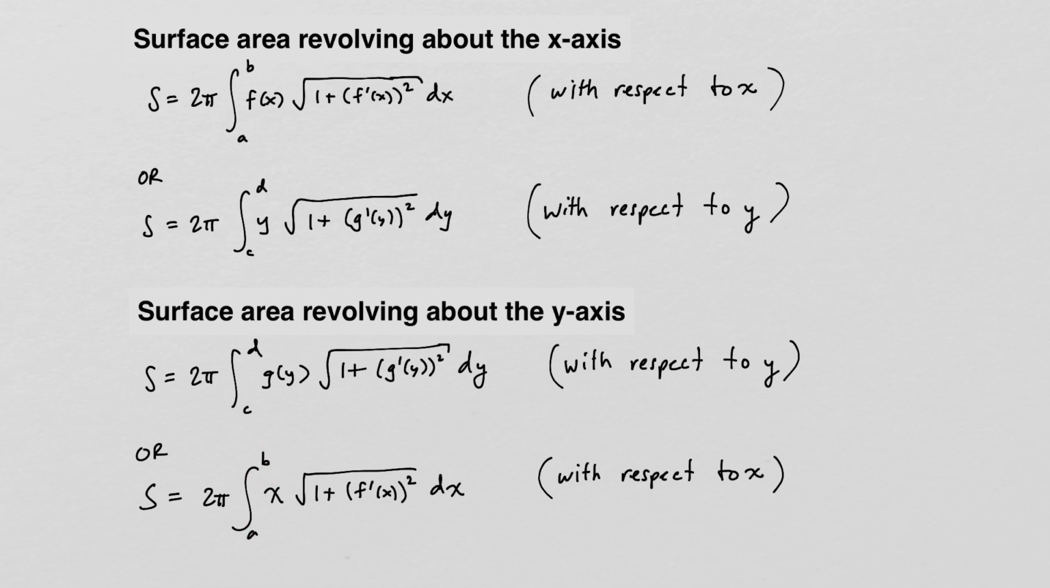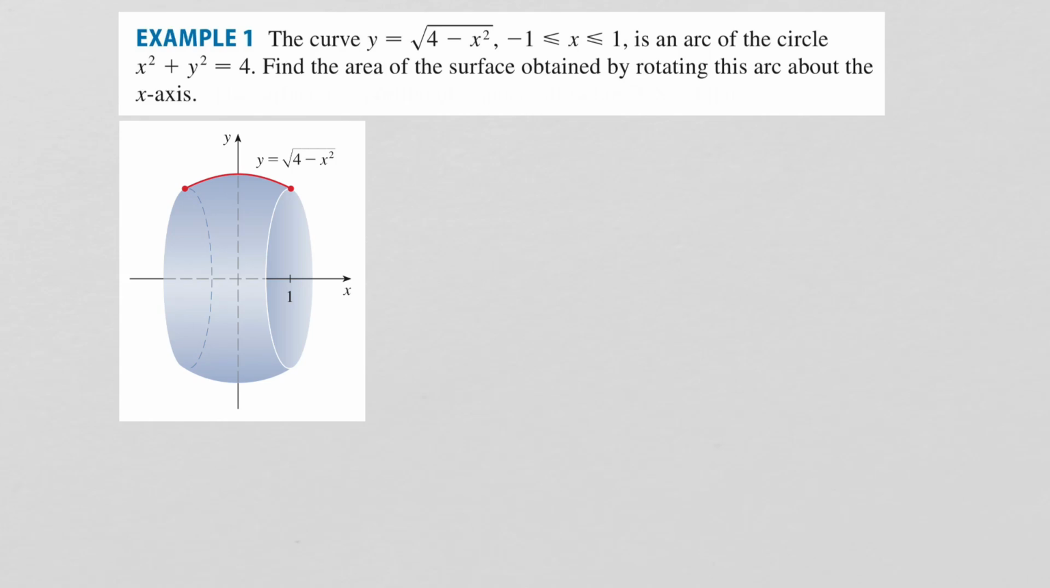Let's do some examples. So here we have the curve y equals the square root of 4 minus x squared. And it's basically just an arc of the circle x squared plus y squared equals 4. We want to find the area of the surface obtained by rotating this arc about the x-axis. And just to be clear, we're only rotating from x equals negative 1 to x equals positive 1.